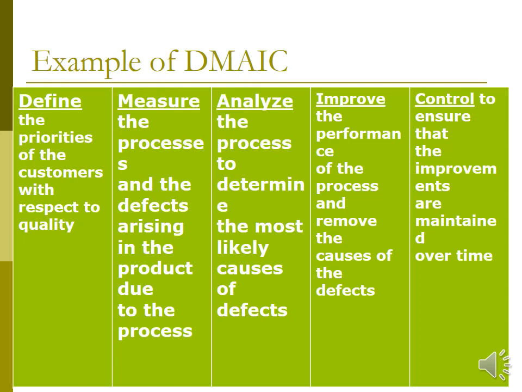So, here, we have the define. Ano bang ibig sabihin na define? The priorities of the customers with respect to quality. Define mo yan. Okay, measure the process and the defects arising in the product due to the process. Yan. Analyze the process to determine the most likely causes of the defects. Improve the performance of the process and remove the causes of the defects. Yan. And control to ensure that the improvements are maintained over time. Okay?